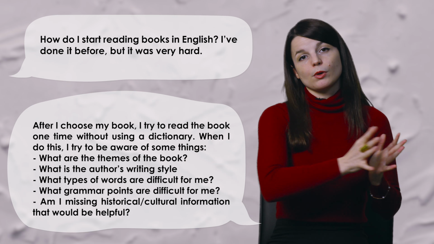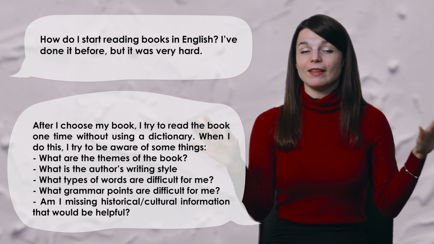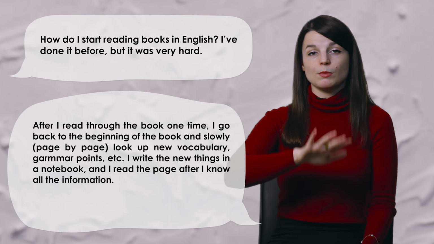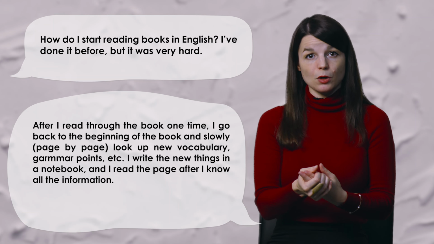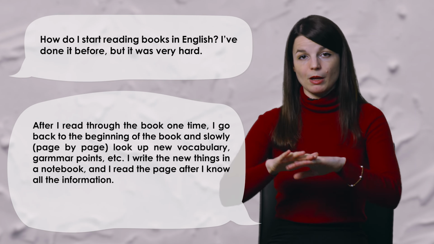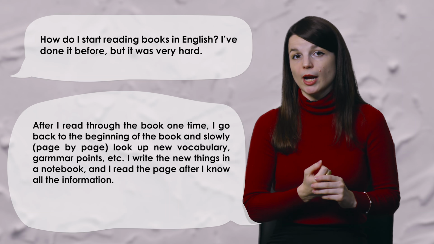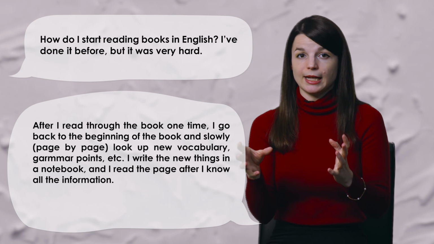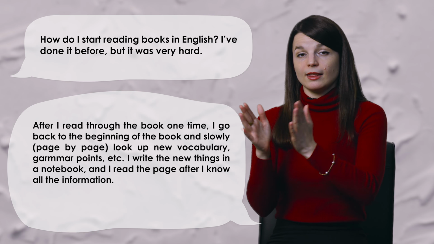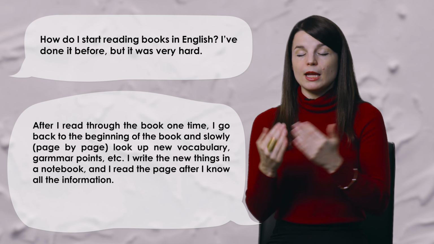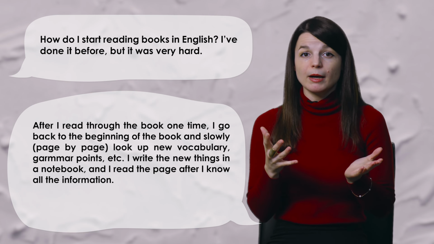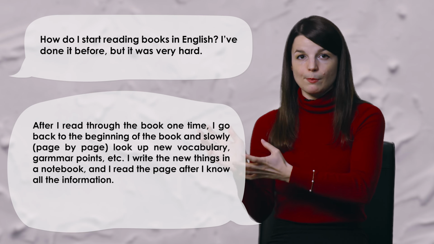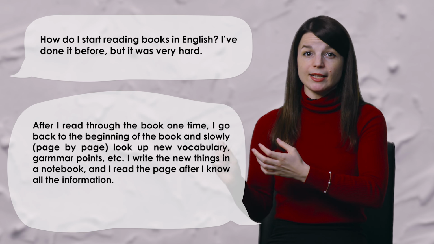So I read through the book that one time. If I don't get everything, that's okay. I don't use the dictionary. Then what I do is I go back to the beginning of the book and very slowly, page by page, or maybe section by section, chapter by chapter, I start to identify the points that I couldn't understand and that I can't understand the second time around. In my case, I'm super detailed about it. So I'll highlight the word in the book, write it down in a notebook, look it up in my dictionary, write that down as well.